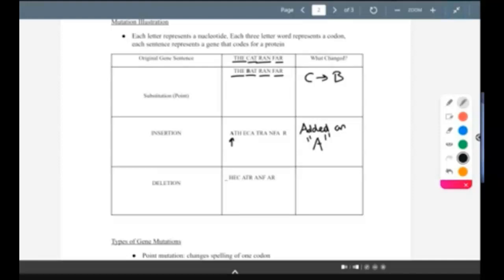That's called an insertion. A deletion is just the opposite. Look what we did here. We deleted a T. So let's say we removed a T.